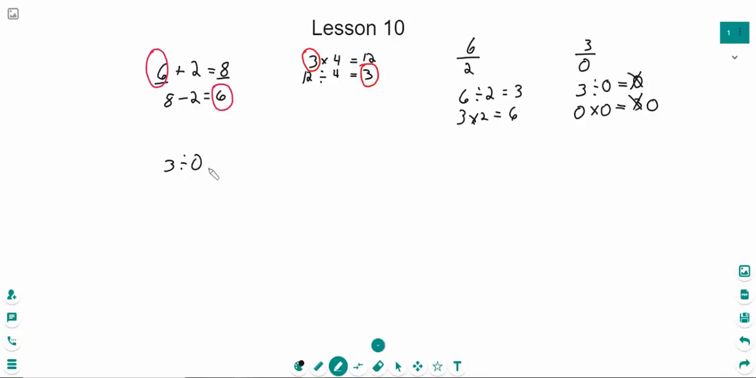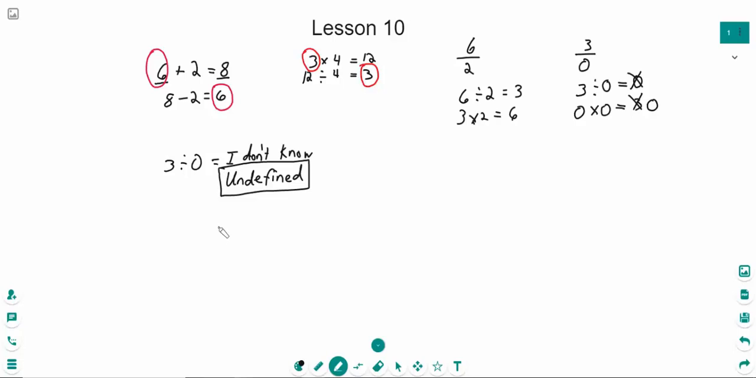Well, the answer is, you ready? I don't know. I don't know what the answer is to 3 divided by 0. As a matter of fact, no mathematician does. 3 divided by 0 is undefined. And that's the way we answer that question. We say, we don't know. It's undefined. Okay? Which basically means we don't know the answer to it.